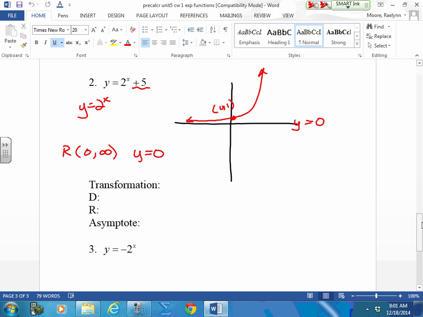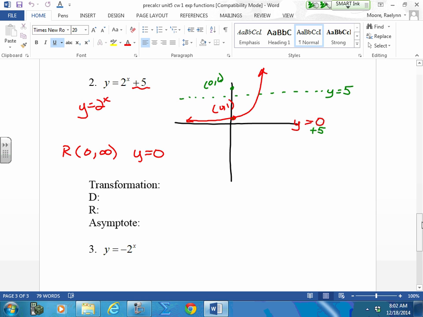Which way is this graph going to move? Up 5. So take this point and go up 5. What should that point be? 0, 6. Good. And what should your y-intercept be? Y equals 0. 5, 6. If I add 5, oh, y equals 5. y equals 5. See this?